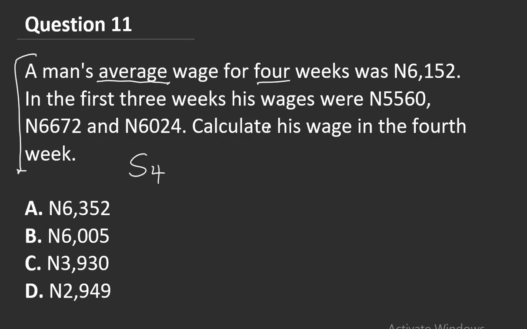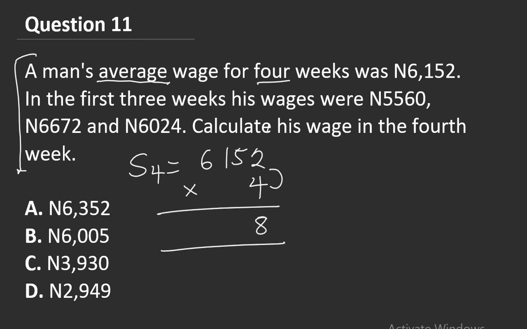The sum of 4 will simply be the average of 4, which is 6,152 times 4. 4 times 2, 8. 4 times 5, 20. 0, carry 2. 4 times 1, 4 plus 2, 6. 4 times 6, 24. 24,608. This is the sum of 4. They now gave us the wages for the first 3 weeks, which are these. So we'll find the sum of 3.